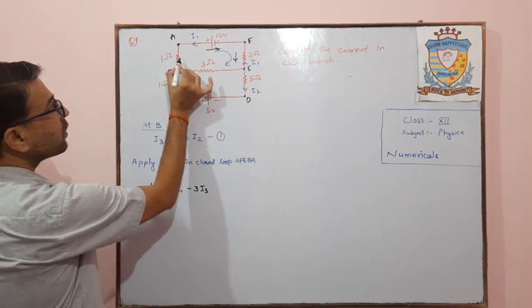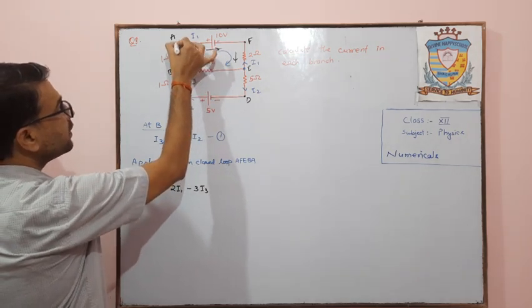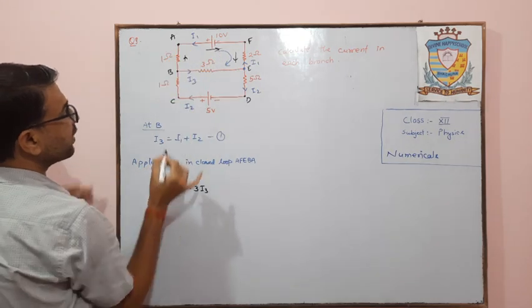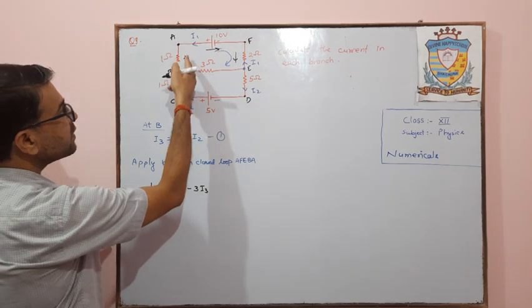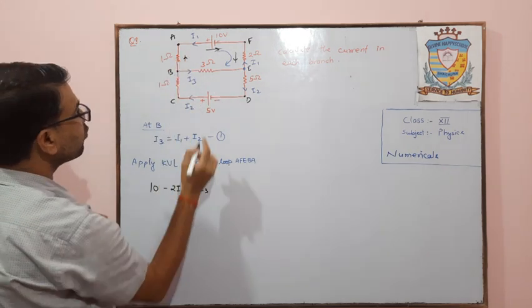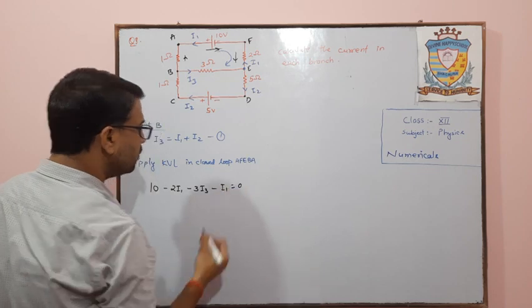Now for this one, this is the direction of calculation, and this is the direction of current, that is downward. So again it is opposite. The current is I1 and the resistance is 1, which means we'll take minus I1, equal to 0.